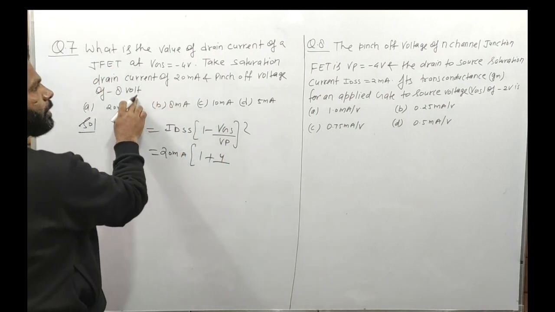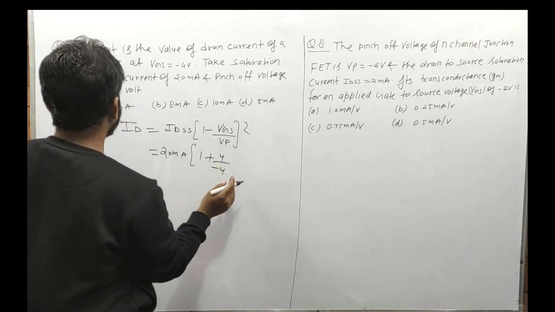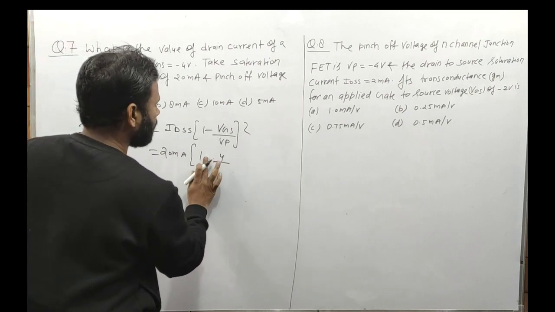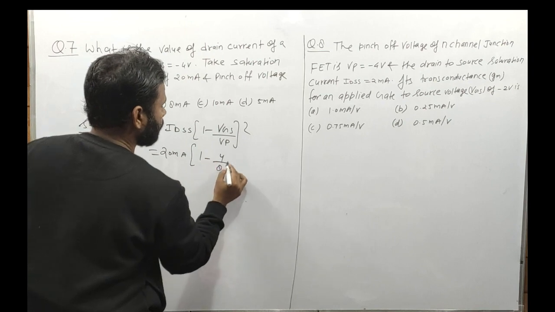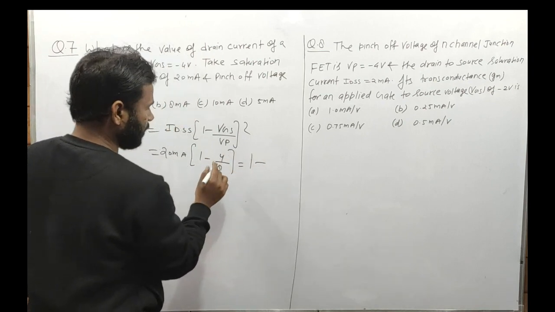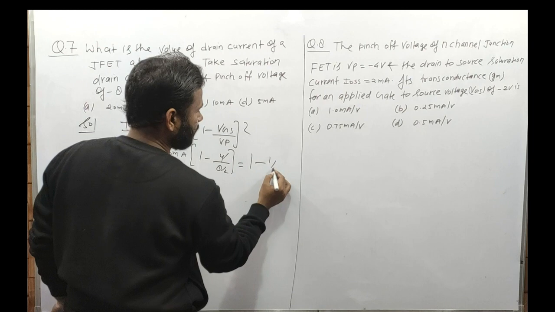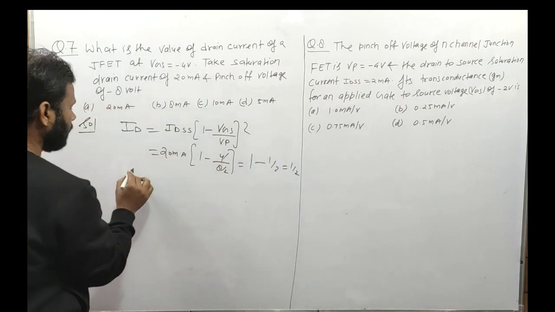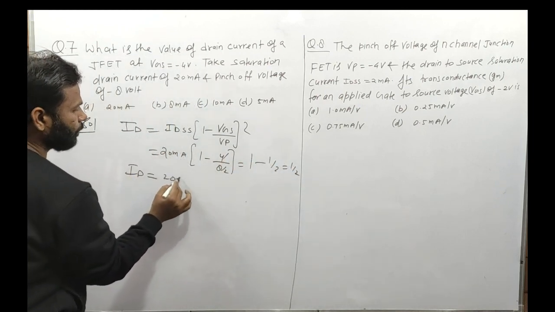Then VP is minus 4. Sorry, minus 8 volt. It is minus. So overall, it is minus. So 1 minus it is 1/2. So it is 1 minus 1/2. It is 1/2. So ID equals 20 into 1/2.